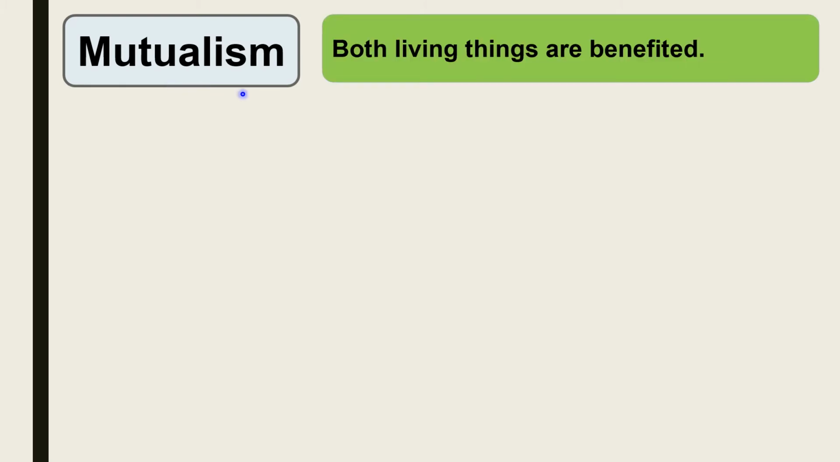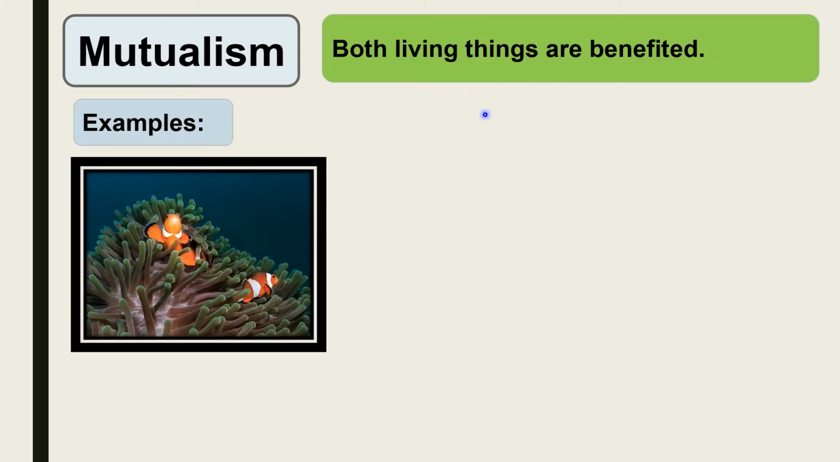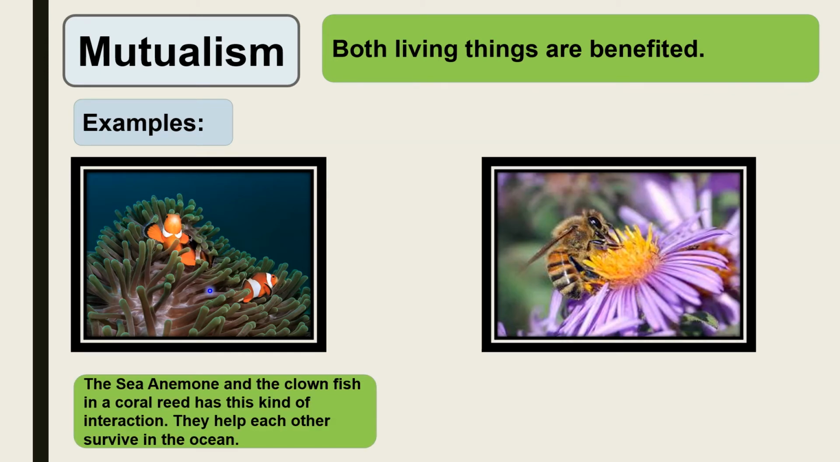First, mutualism. Mutualism is when both living things are benefited. For example, the sea anemone and the clownfish. The coral reef has this kind of interaction. They help each other survive in the ocean. The clownfish cleans the sea anemone while the sea anemone benefits from it. So they are both benefited.